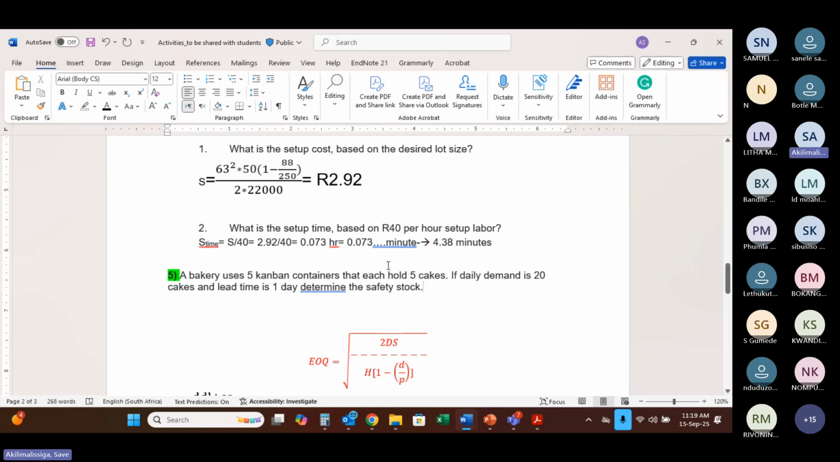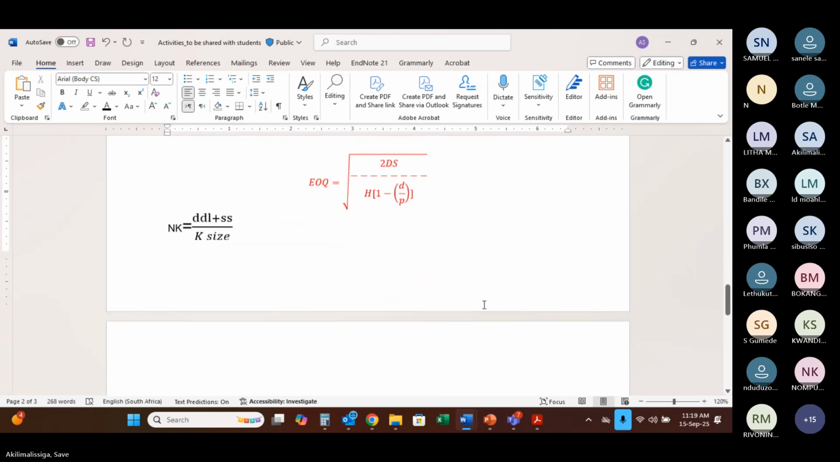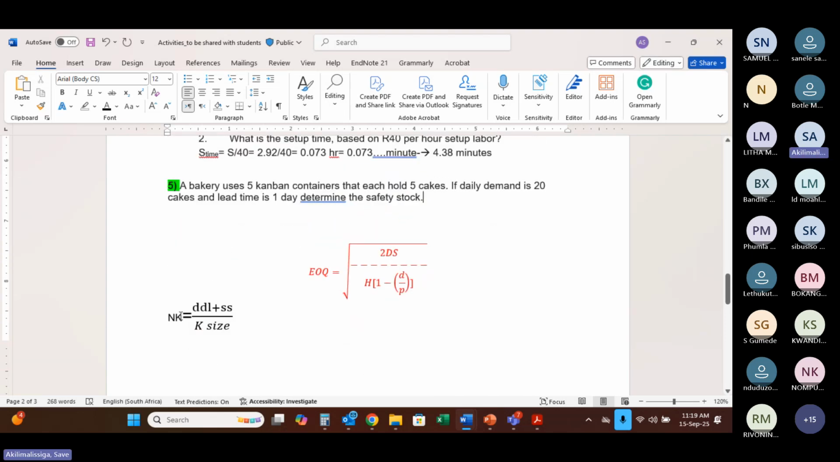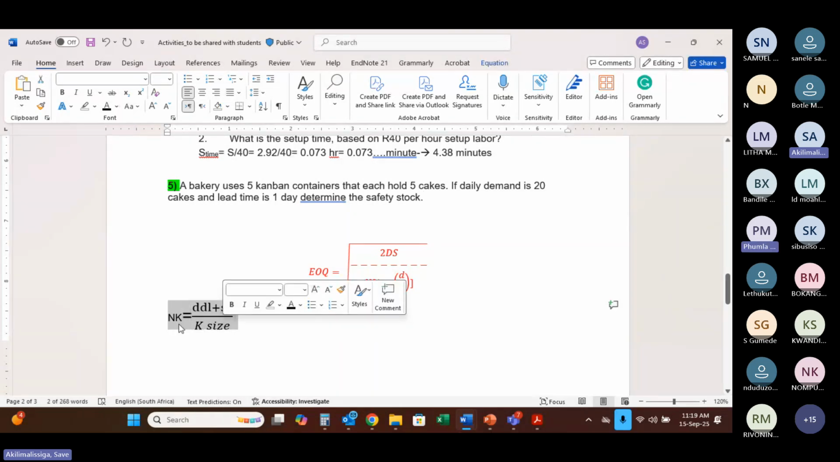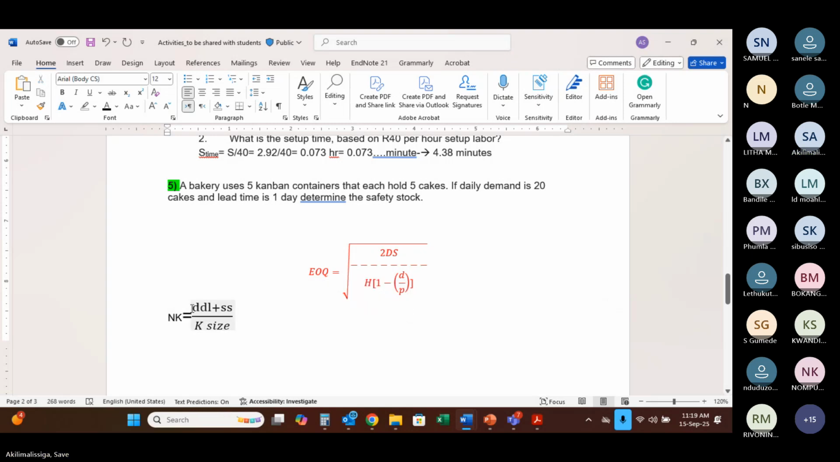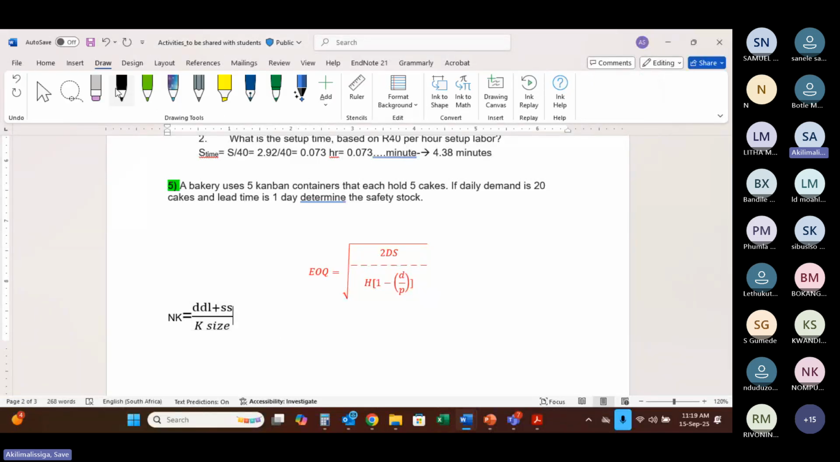Okay. No, what I was saying is that let us assume that this formula here, obviously, is the formula to calculate the number of Kanbans. This is the formula we're going to use. Now, if you are asked to calculate, for instance, the safety stock, this is where it's getting interesting. Let's just do it. Let's say, hypothetically, we calculate the safety stock here. So let me pull this drawing thing. We want to calculate the safety stock from this formula.